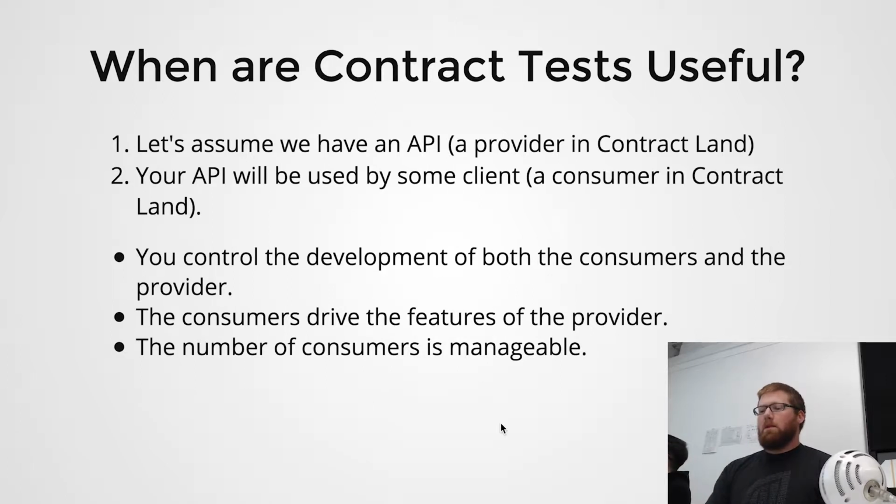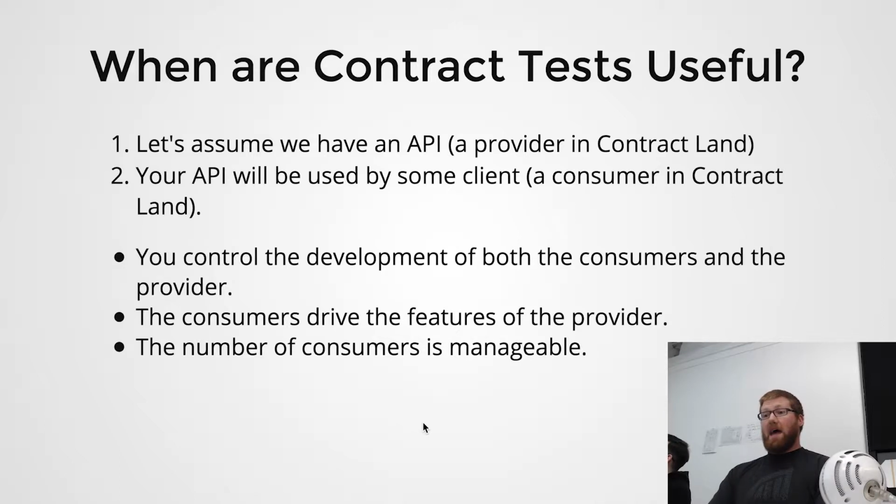Another couple high-level things: the powerful thing you can do in contract testing is your consumers can drive the features of your provider. Your API really only exists to serve this certain set of clients that you have, right? And your consumers, your clients, can then tell you when you need to add data or prevent you from modifying data structures. We'll get into how that works a little bit later. And you also want the number of consumers to be manageable.